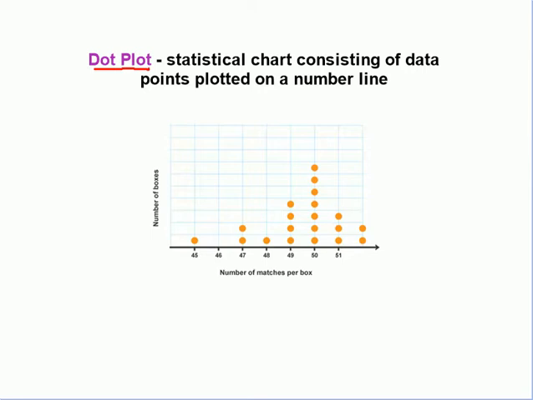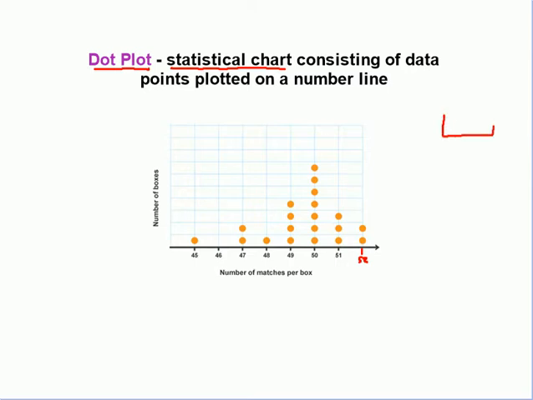A dot plot is a statistical chart, so it's a way to chart data. It's a statistical chart consisting of data points plotted on a number line. So here we have our number line. We're going from 45 to 52, it looks like, on this number line, even though there's not a 52 marked here. This is the number of boxes, right? So the number of boxes is on the left. So we have 1 box, 2 boxes, 3 boxes, 4 boxes, etc. And this is the number of matches per box.